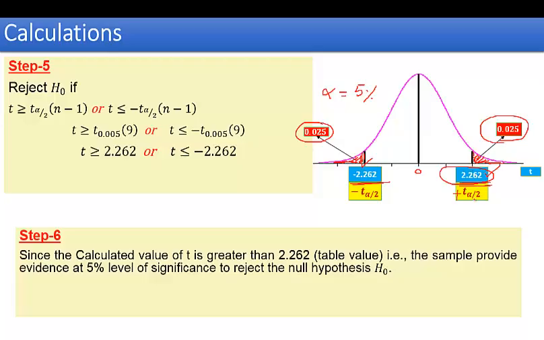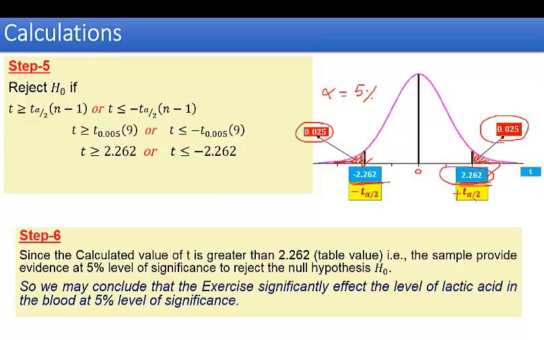Therefore we are going to reject the null hypothesis at 5% level of significance, and rejecting the null hypothesis leads us to conclude that exercise significantly affects the level of lactic acid in the blood at 5% level of significance. So it has significantly changed the level of lactic acid. If we reject the null hypothesis, it means the results are significant. Significant means that the null hypothesis with the equality sign has been rejected, and you are now concluding that exercise has changed the level of lactic acid in the blood at 5% level of significance.